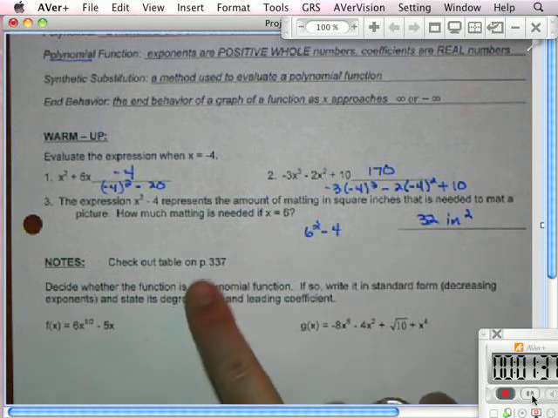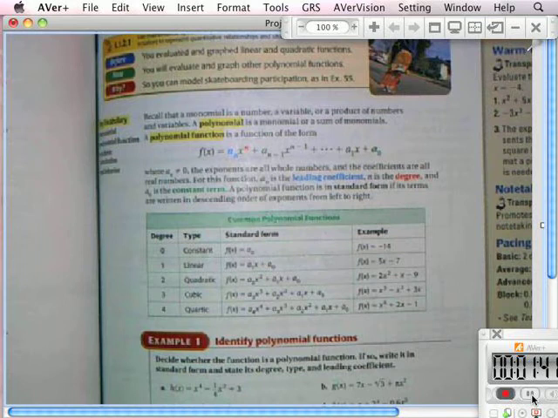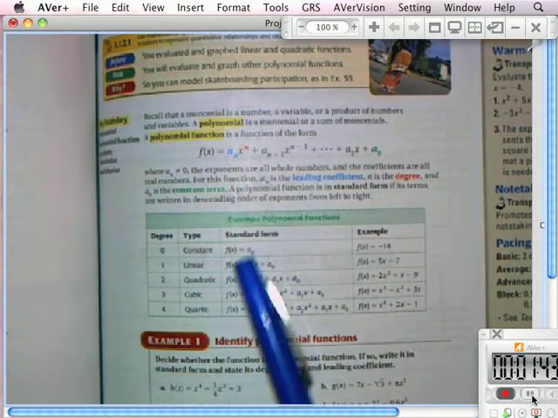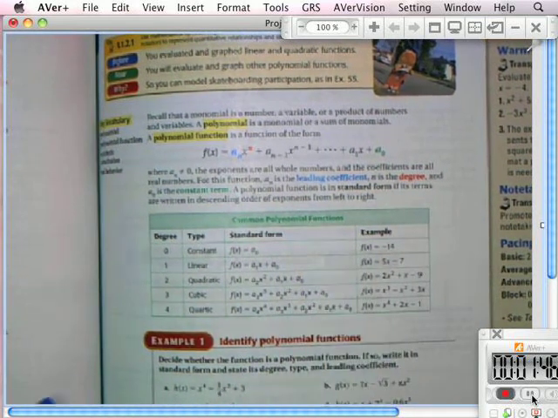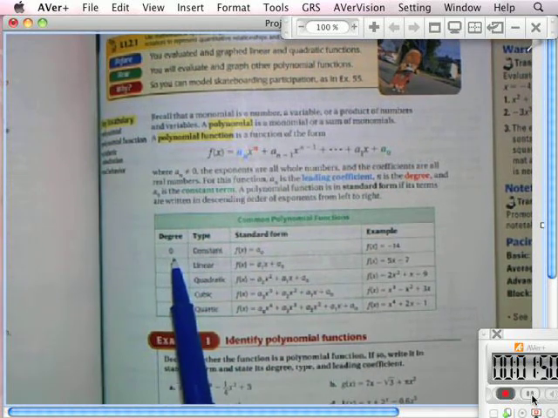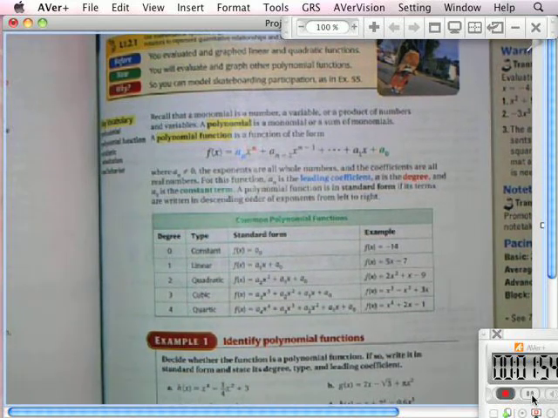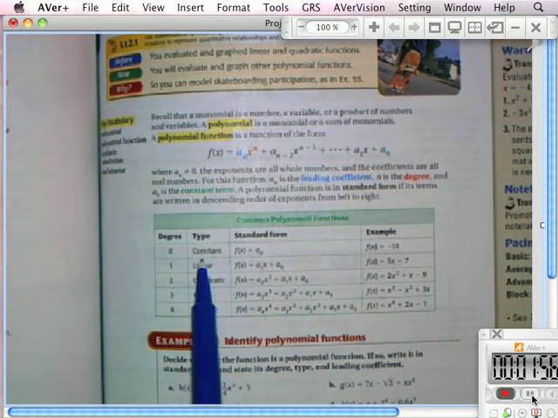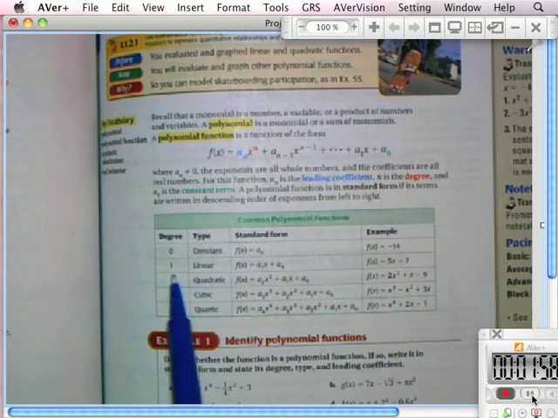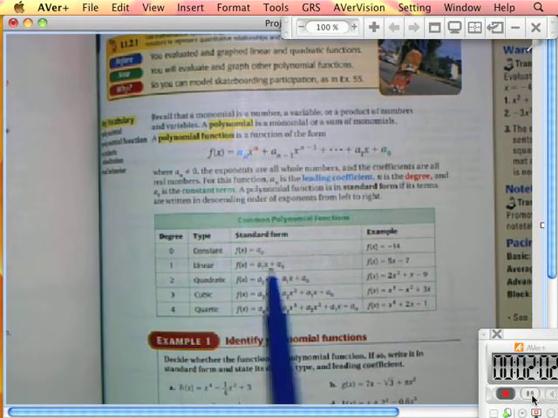First thing I want to do is take a look at page 337 in your book. This talks about the common polynomial functions that we'll be having to name. If the degree is 0, that means the highest exponent, basically there isn't an x in your function, it's a constant polynomial function. If you have a linear equation, it's a degree of 1, because on any x like that, even though we don't write the exponent, it is 1.